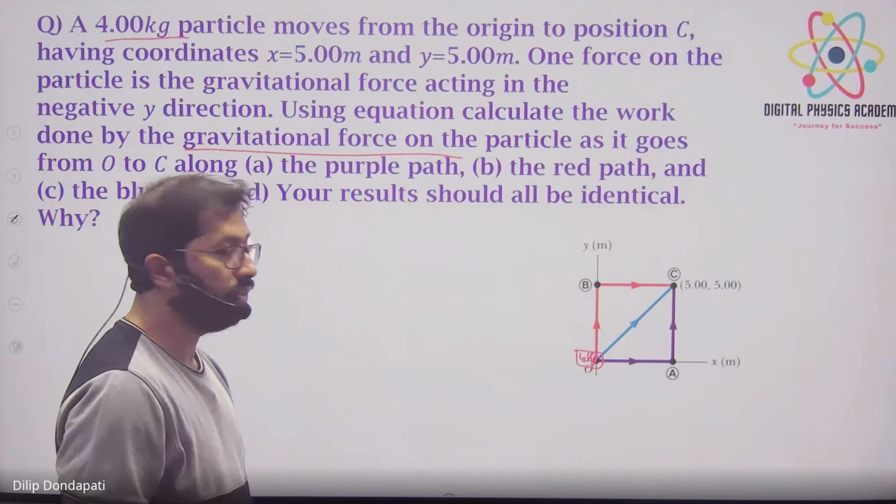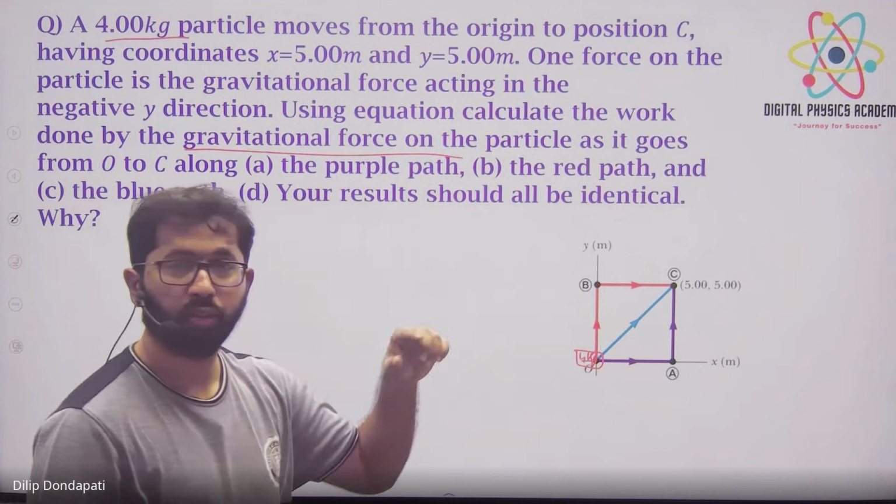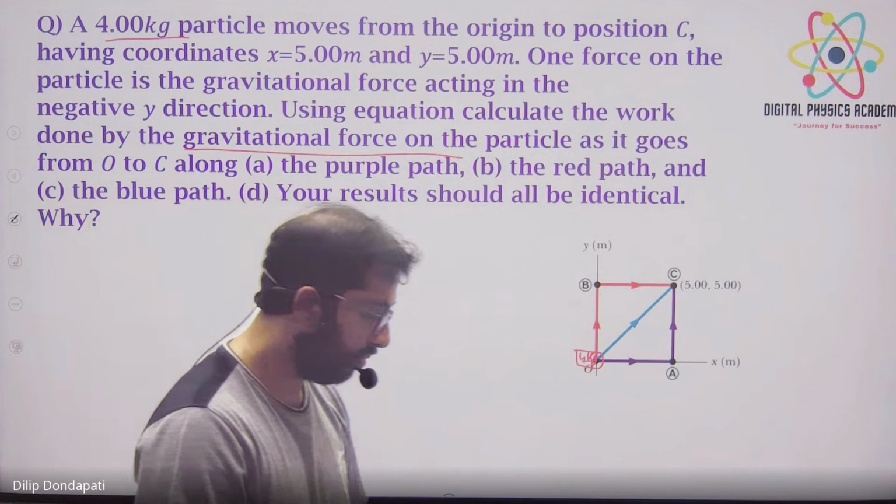So can't we directly find displacement instead of taking the path? Any path you can take, but see since gravitational force is a conservative force, right? So one path को find करो, खत्म.